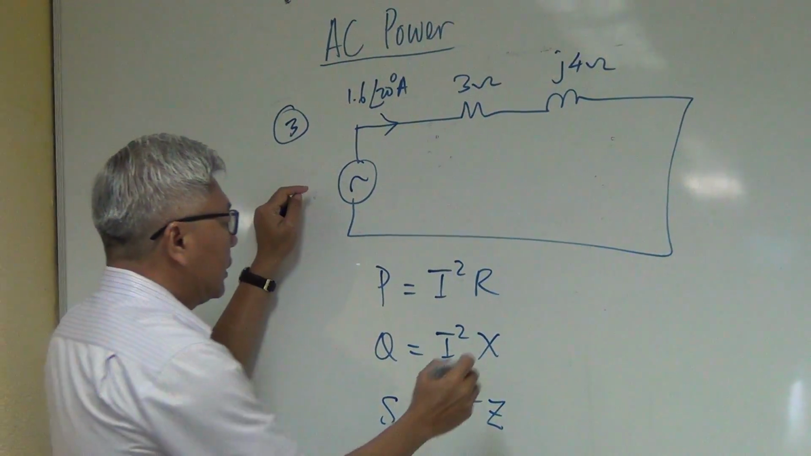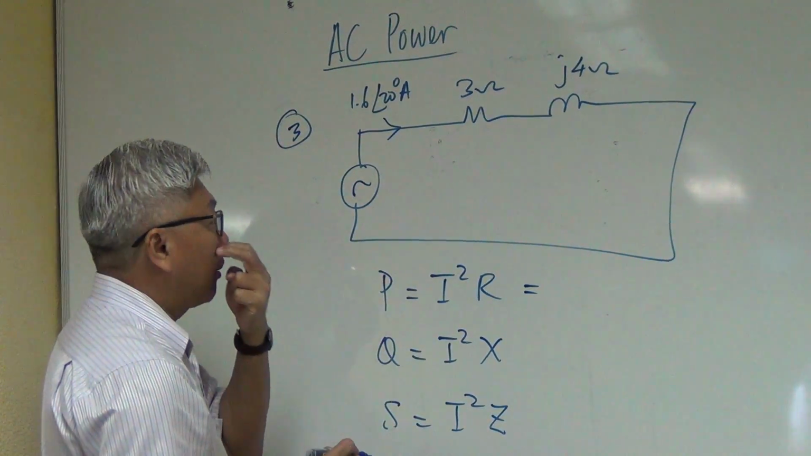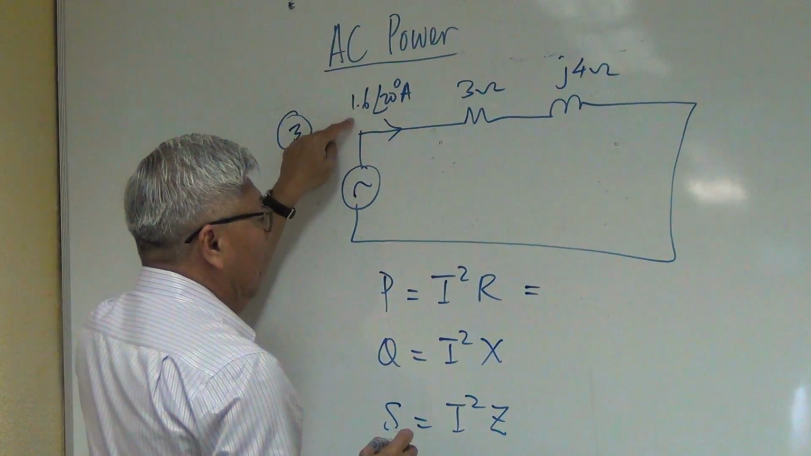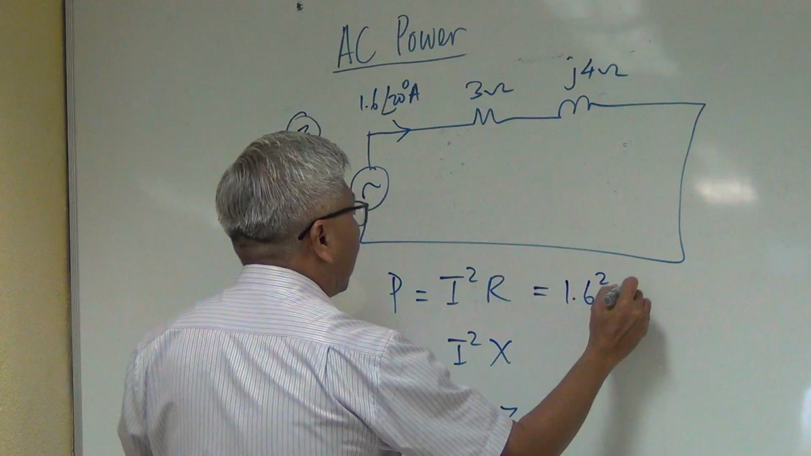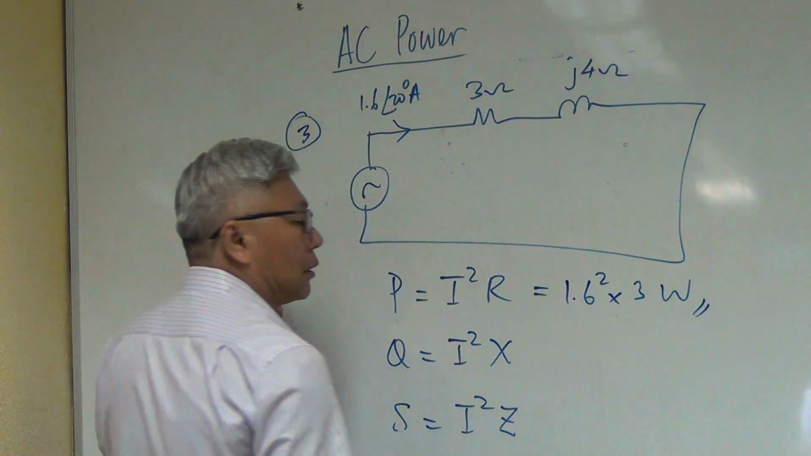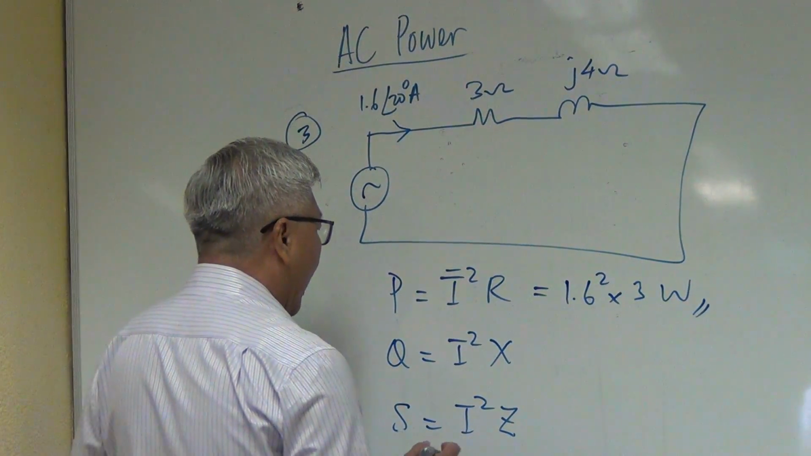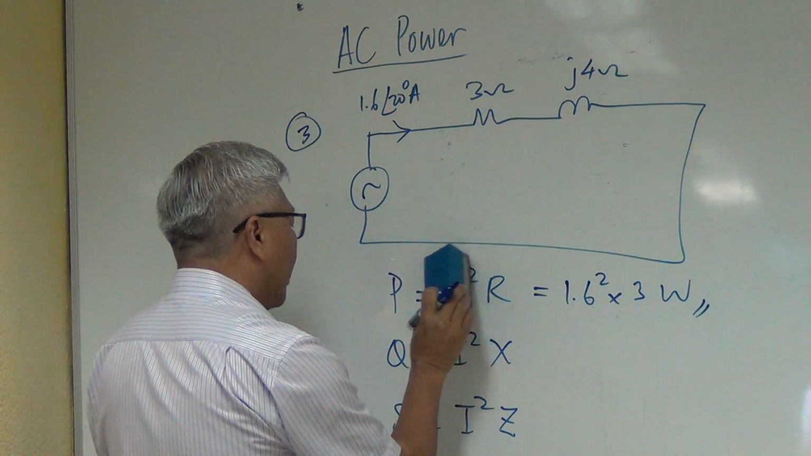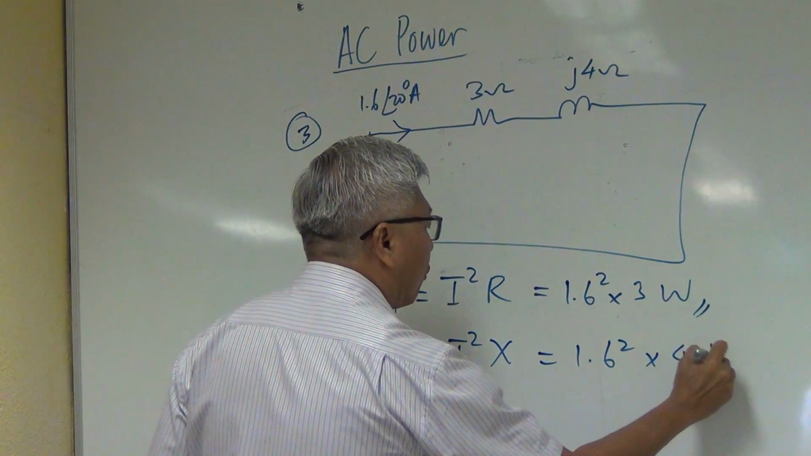So in this example here, when you use the power formula, the I must be the RMS value. So I, the RMS current, is 1.6, so P is 1.6 squared times 3 watt, right? And Q is equal to I squared X, so you also need the RMS value, so it's 1.6 squared times 4 VAR.